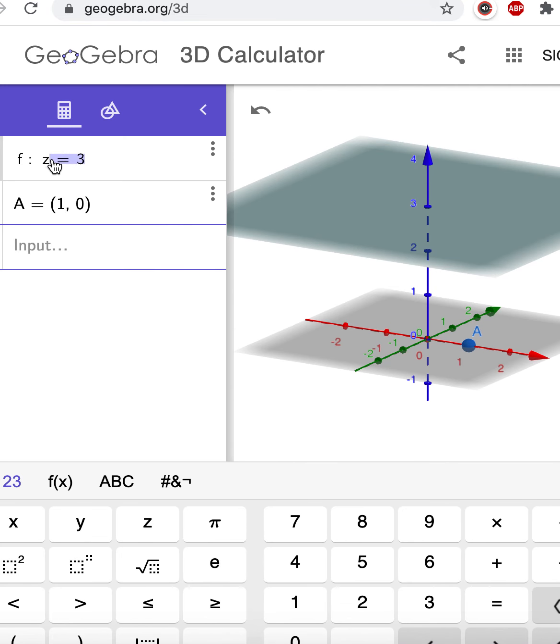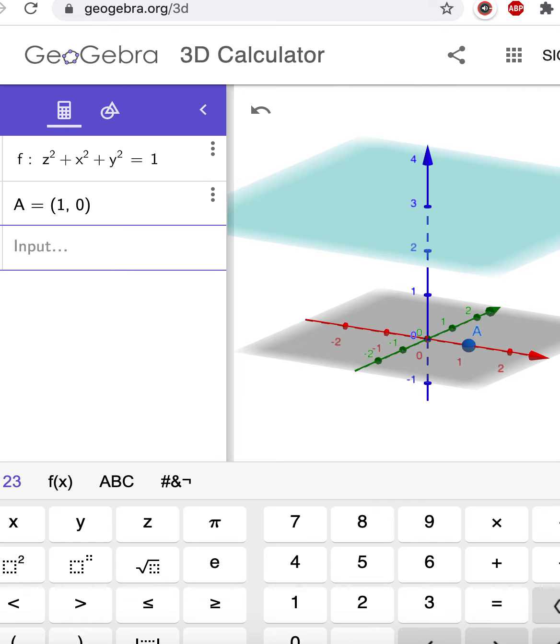Now let's try a little bit tougher one though. Let's try a sphere: z squared plus x squared plus y squared equals 1.